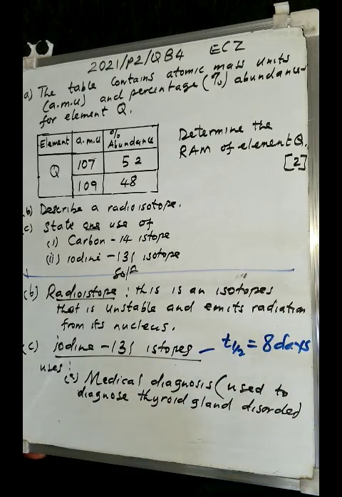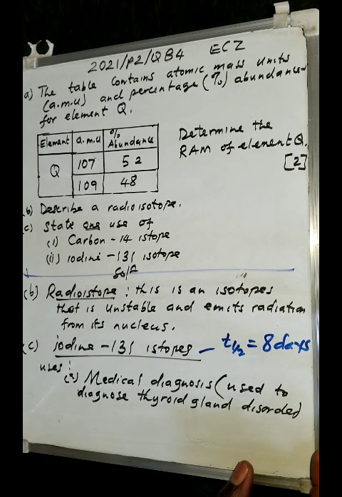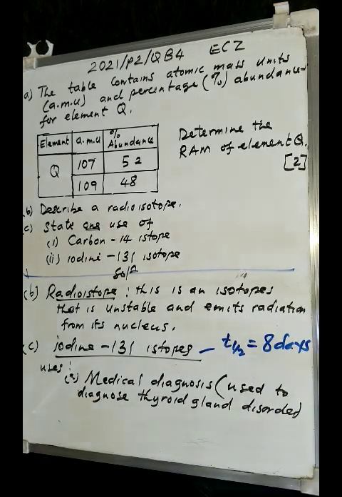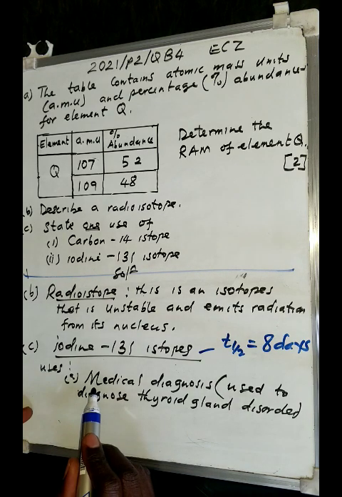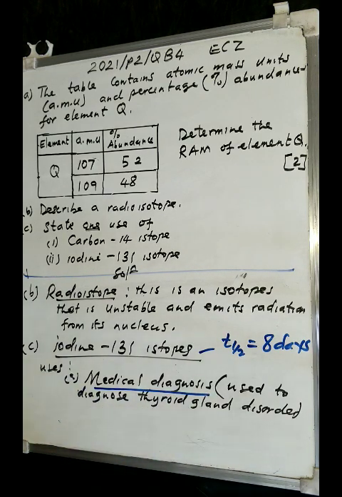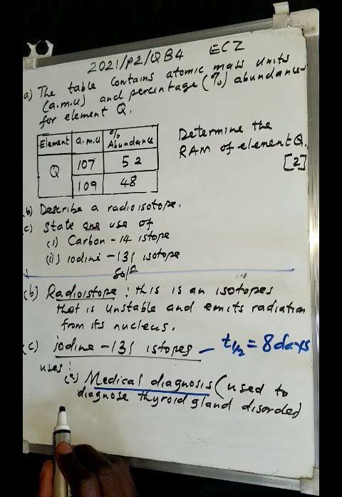Now what happens is that a small dose of iodine 131, when given to a person, produces radiation, and that radiation is detected. So it can help detect goiter, hyperthyroidism, or even thyroid cancer at an earlier stage. So for iodine 131, you could say medical diagnosis.